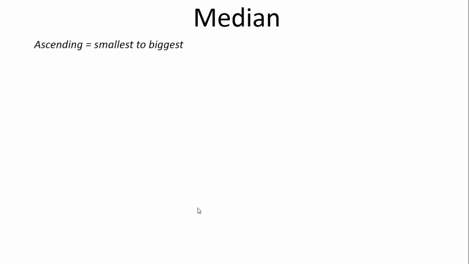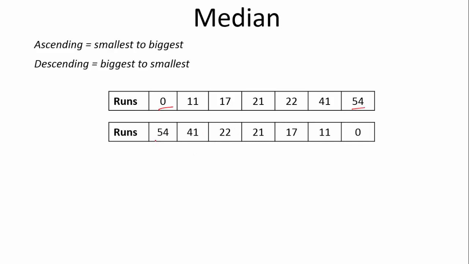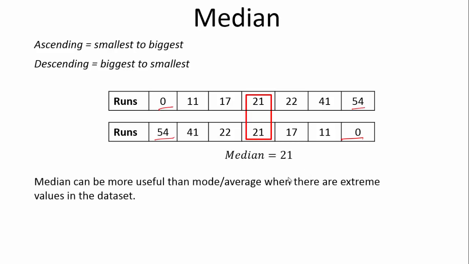So as we know, ascending is the smallest to biggest, and descending is the biggest to smallest. So when we create an ordered list, this would be an ascending list because it's the smallest value to the biggest value. Or when we create a descending list, that's the biggest value to the smallest value. But it does not matter which way you do it, as both are going to give you the exact same median number. And the median there is 21.